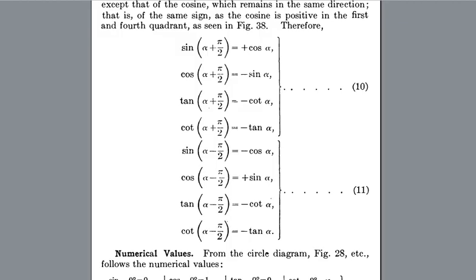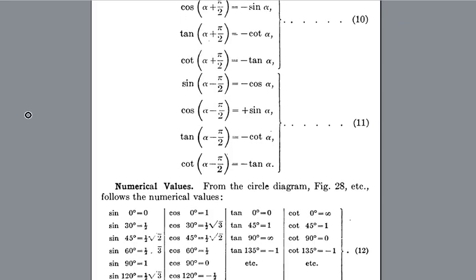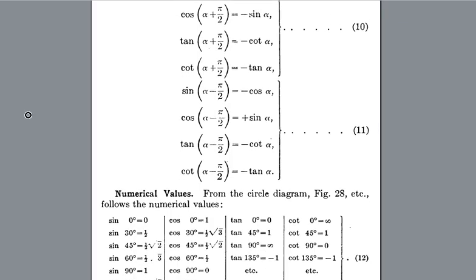The sine of alpha plus pi divided by 2 equals the positive cosine of alpha. The cosine of alpha plus pi divided by 2 equals the negative sine of alpha. The tangent of alpha plus pi divided by 2 equals the negative cotangent of alpha. The cotangent of alpha plus pi divided by 2 equals the negative tangent of alpha.